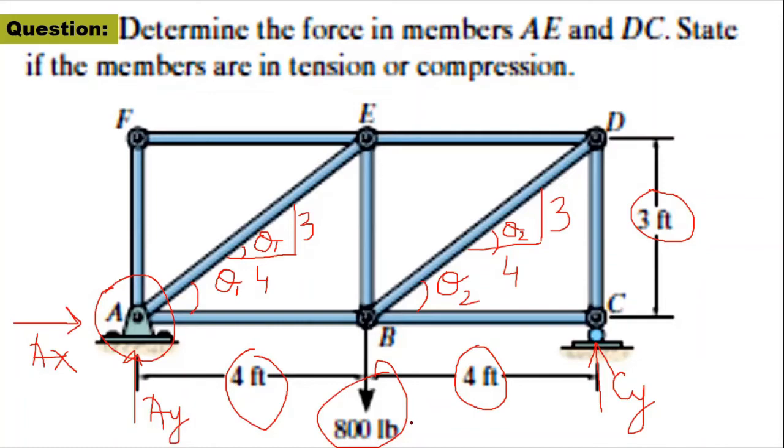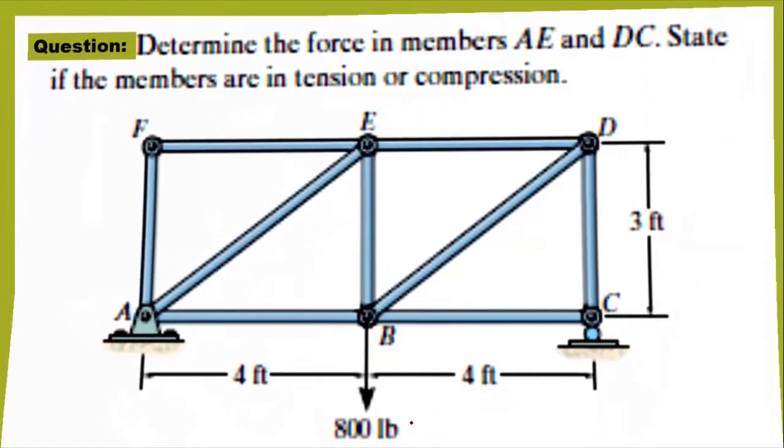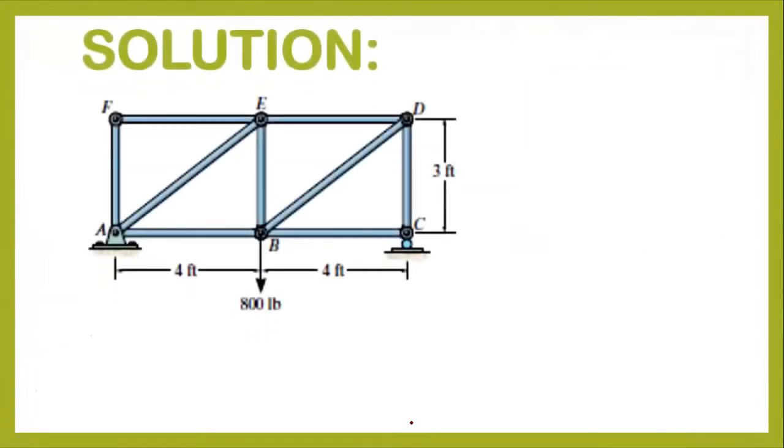So we are moving towards finding the support reactions, and I am moving to the next slide. You can see this is the solution and this is the diagram. First, at joint A, you can see AX and AY are both in the upward direction. I always take the support reaction directions to be towards the support itself. So at joint C, you have CY.